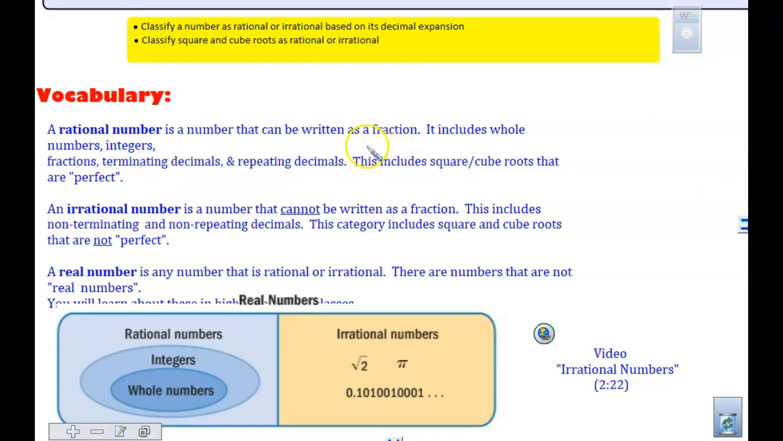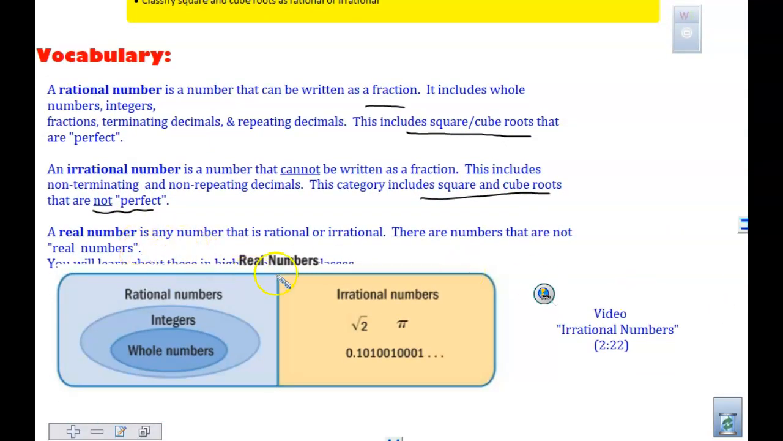Rational number can be written as a fraction, whole numbers, integers, fractions, repeating decimals, terminating decimals, and it will also include our perfect square and cube roots if they're perfect. Irrational is a number that cannot be written as a fraction, includes the non-terminating, non-repeating, and this is the key thing, it's our non-perfect squares and cubes as you look at that.